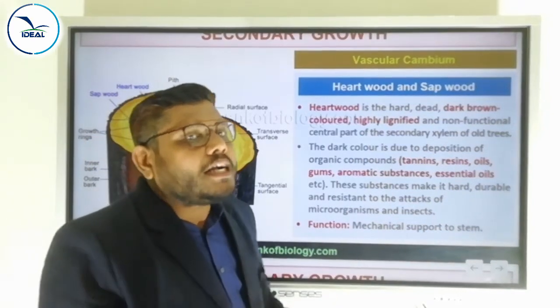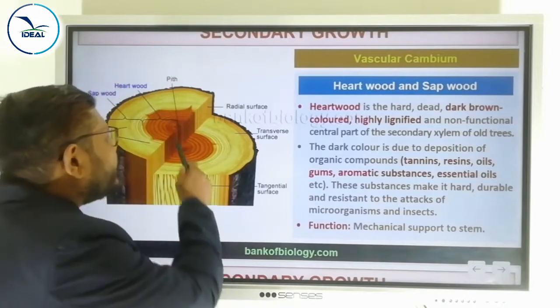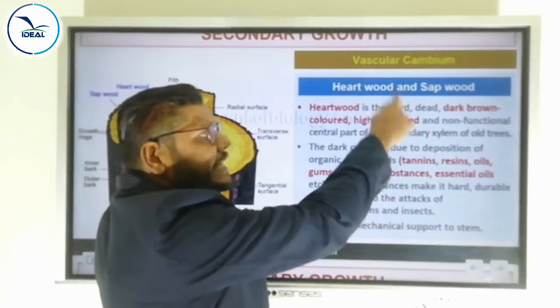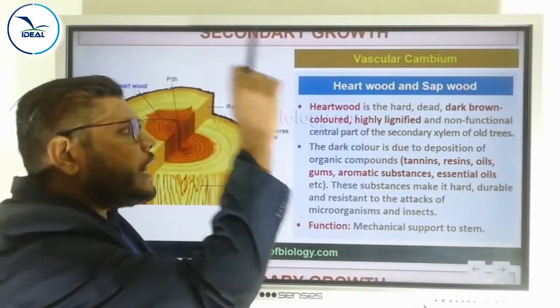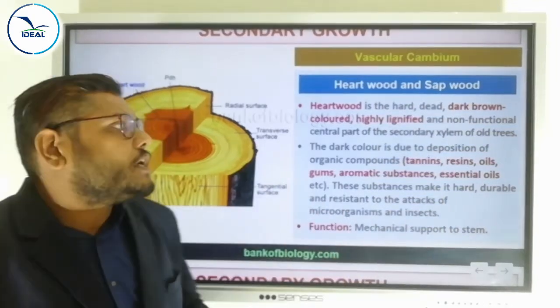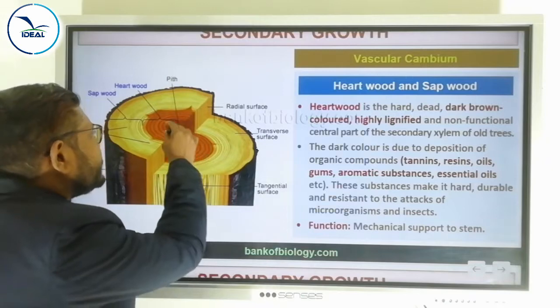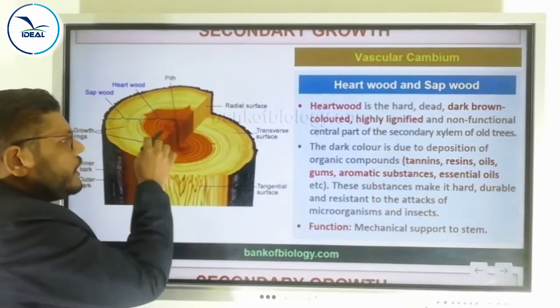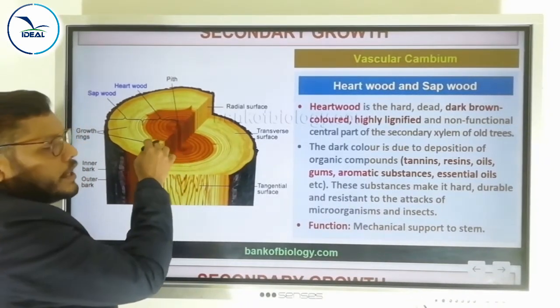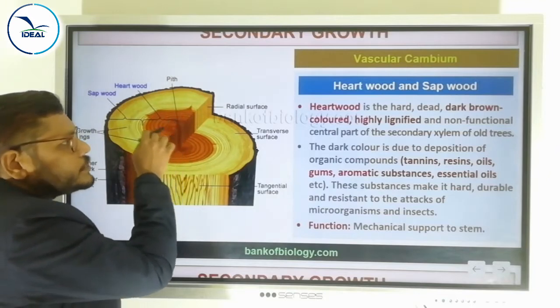Next one, heartwood. What is heartwood? Heartwood is the hard, dead, dark brown colored, highly lignified and non-functional part of the secondary xylem of old trees. Look, this part is called heartwood. Heartwood is dark brown in color. Is it clear? This dark brown part is called heartwood.